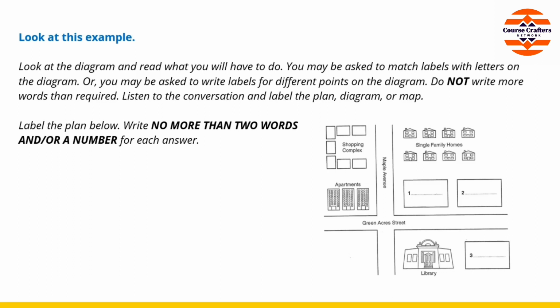For example, here you have a map, and you see how we have a shopping complex, apartments, Maple Avenue, Green Acre Street, library, and we have 3 gaps, 1, 2, 3. So you see gap fills that you have to fill out. And all these words are not here without a purpose. Keep in mind that. And then you need to read them.